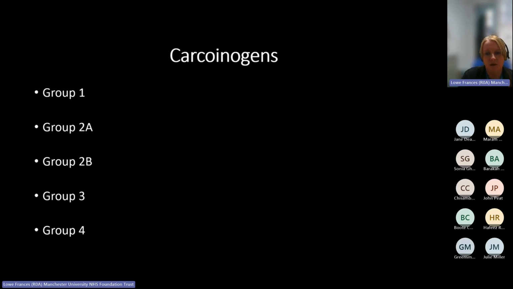So group 1 carcinogens, they are carcinogenic to humans, there's no doubt about it. Then we have group 2A, which are probably carcinogenic. Then group 2B, which are possibly carcinogenic. Group 3 are not classifiable as to their carcinogenicity. And group 4, they're probably not a risk to humans. So most chemicals, if they are carcinogenic, will be grouped into one of those 4.